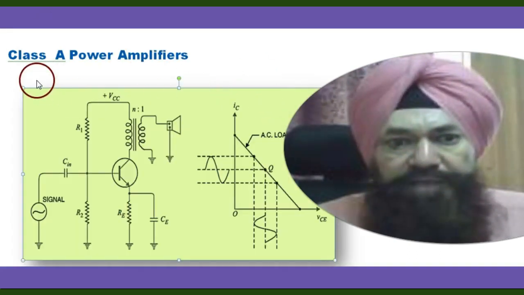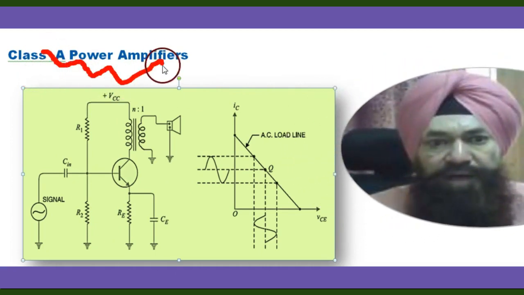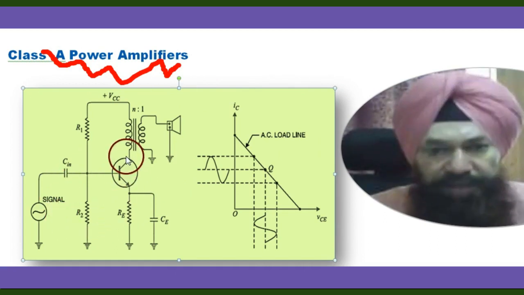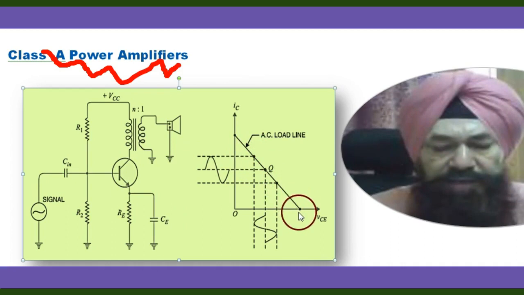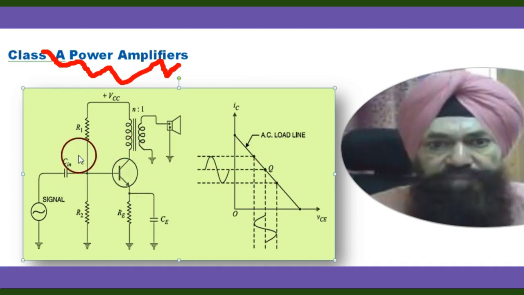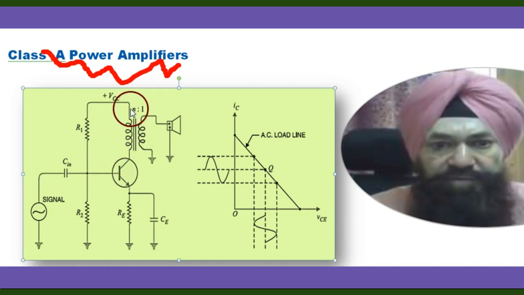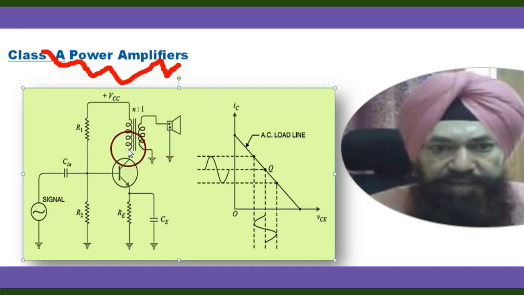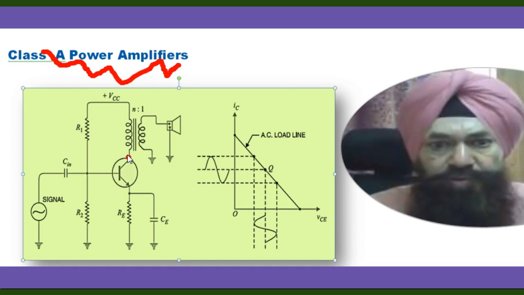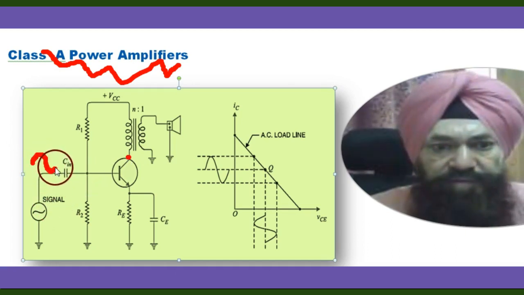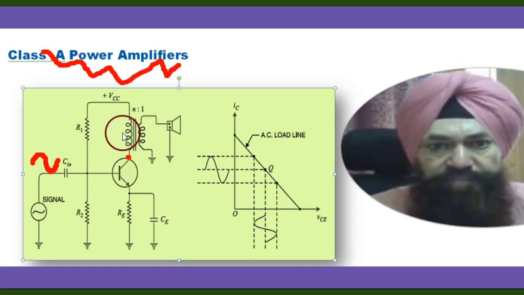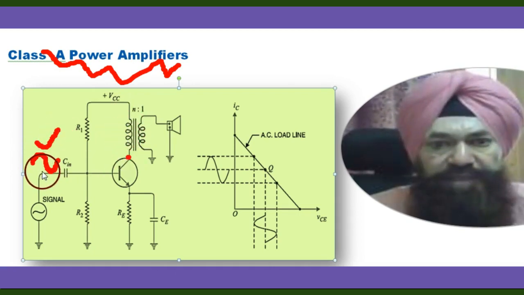Okay, I'm coming to the class A power amplifier. So this is a very simple circuit. Now this is a load line, the AC load line. In case of a class A amplifier, the collector current flows at all times during the full cycle of the signal. When the signal arrives here, the collector current flows at all times for this signal, then it is known as a class A amplifier.